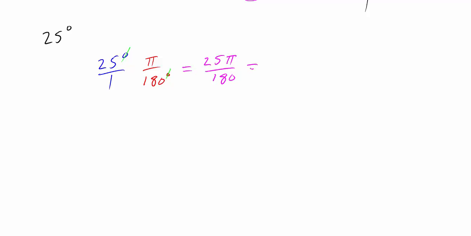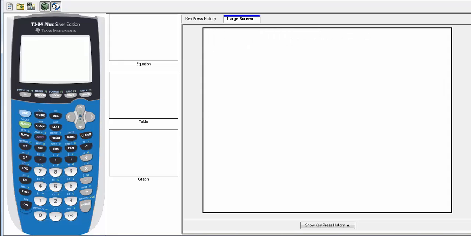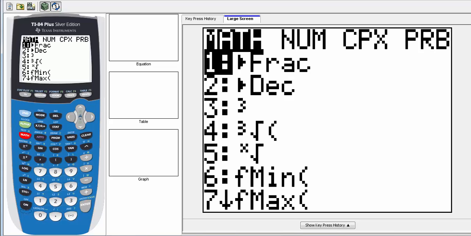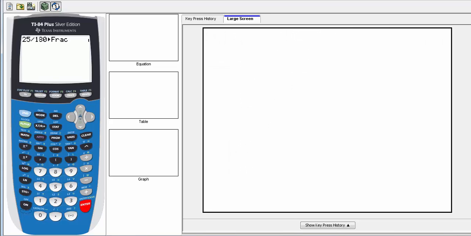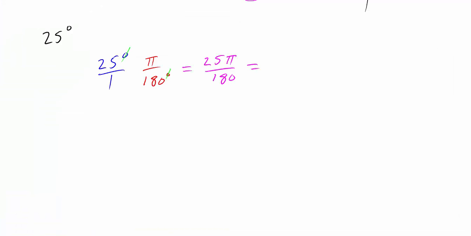So therefore, if we reduce this, you could go to the calculator. We could type in 25 divided by 180. Math, change it to a fraction. That's going to reduce it to lowest terms, and we get 5 over 36. Now again, make sure that you write this as 5 pi over 36. Now, most of the time, like I said before, you're going to want the answer here as a multiple of pi, so that means it's some number multiplied by pi.